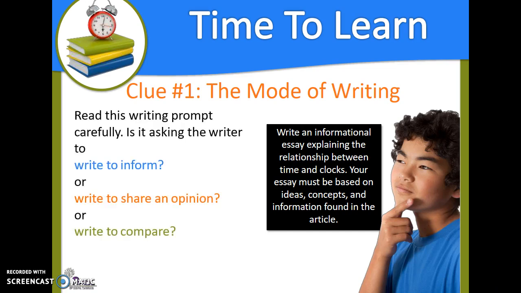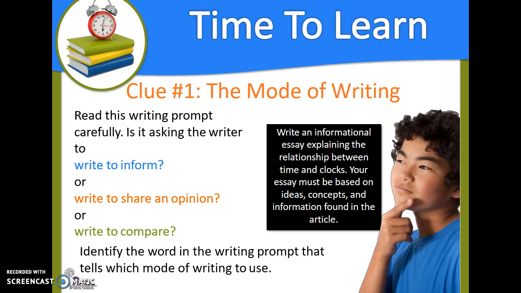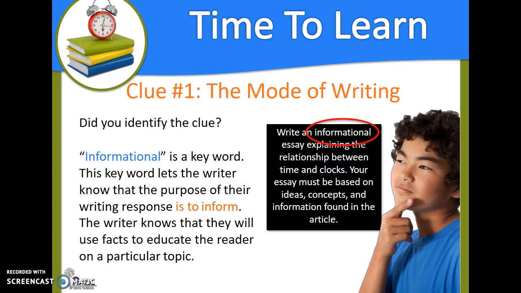Read this writing prompt carefully. Is it asking the writer to write to inform, or write to share an opinion, or write to compare? Identify the word in the writing prompt that tells which mode of writing to use. Did you identify the clue? Informational is the key word. This keyword lets the writer know that the purpose of their writing response is to inform. The writer knows that they will use facts to educate the reader on a particular topic.